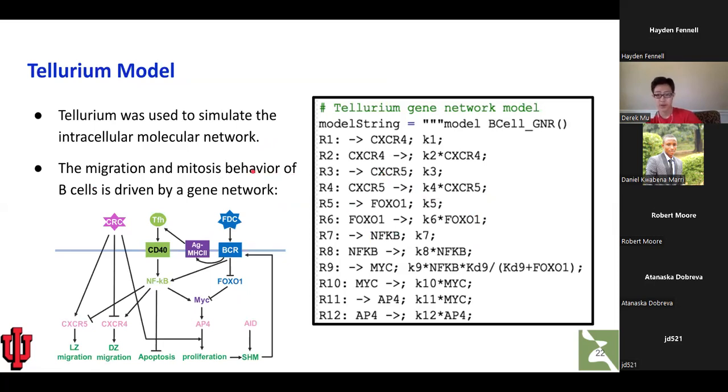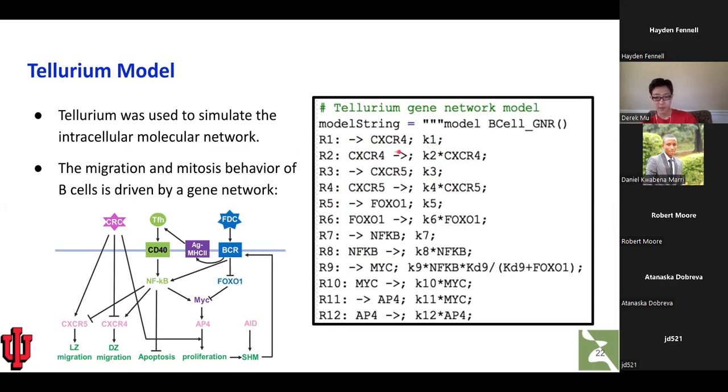So tellurium was used to simulate the intracellular molecular network and the mitosis behavior of B cells in the model. And this model should look familiar from the lecture yesterday and from this morning, but obviously this screenshot on the right here only has the reactions and not the parameters or initial conditions, but it still corresponds with this simplified gene network on the left.